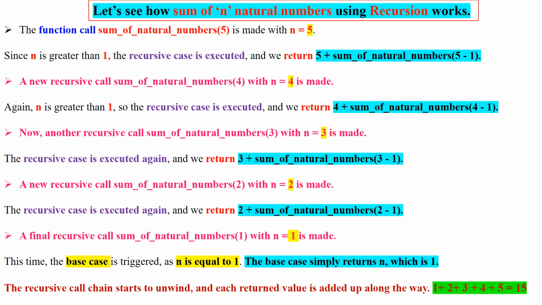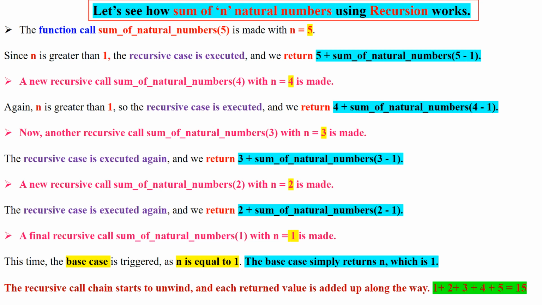Let's see how sum of n natural numbers using recursion works. The function call sum of natural numbers of 5 is made with n equals 5. Since n is greater than 1, the recursive case is executed, and we return 5 plus sum of natural numbers of 5 minus 1. A new recursive call sum of natural numbers of 4 with n equals 4 is made. Again, n is greater than 1, so the recursive case is executed, and we return 4 plus sum of natural numbers of 4 minus 1.